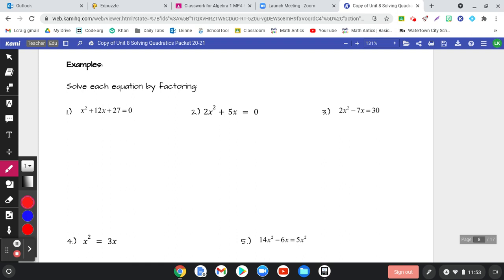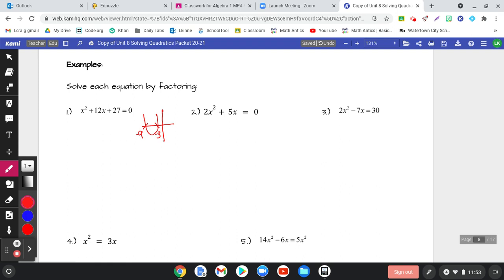So I'm just going to kind of sketch that right here. So -9 and -3 are what we're working towards. All right, now that's graphing. Okay, that's finding them graphically. We want to find them algebraically, so we're going to use our factoring method.